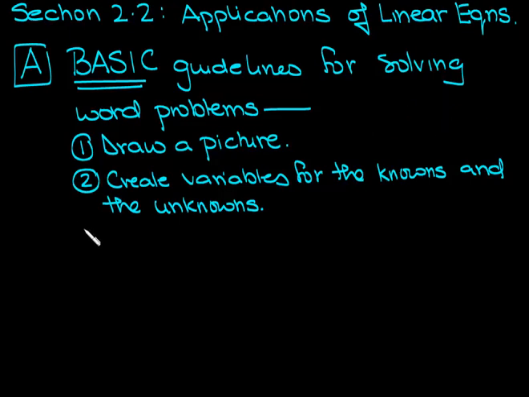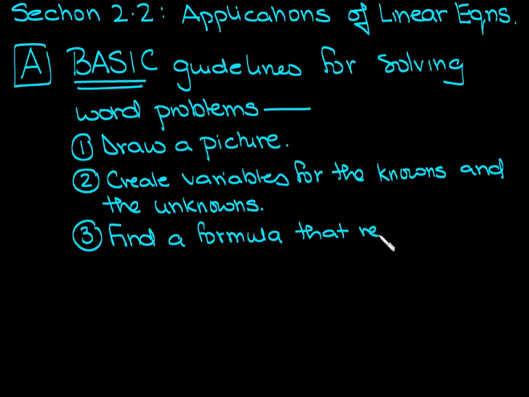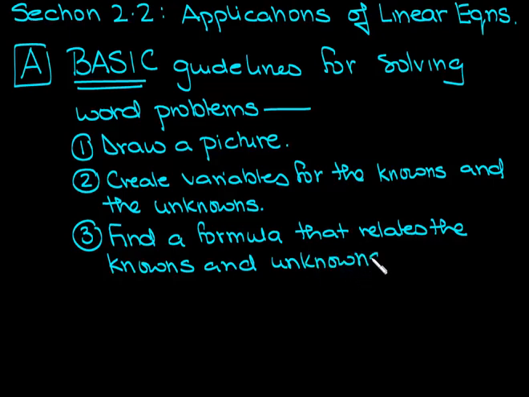Okay, the next step is we want to find a formula that relates the knowns and unknowns. So this is the hardest step. We want to find a formula that relates the knowns and the unknowns, and this is the step that creates an equation. Because if you recall, an equation has an equality in it.